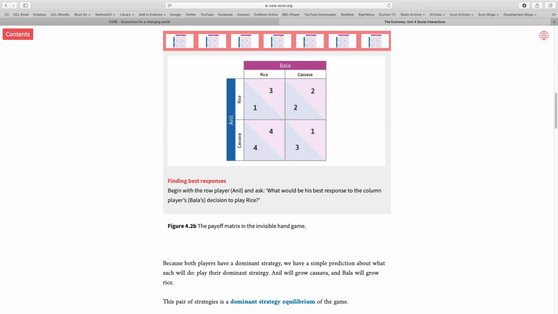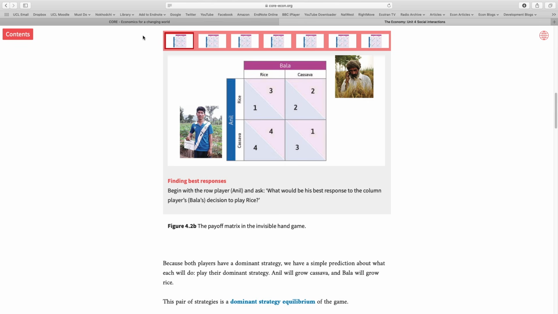This is the Invisible Hand game. We have two players, Anil and Bala. They have to make a decision between growing either cassava or rice. They have to make this decision at the same time, and they cannot talk to each other while making this decision. They cannot coordinate with each other. Now, is there any Nash equilibrium in this game?